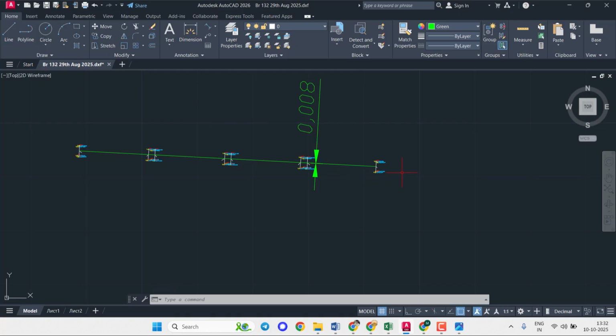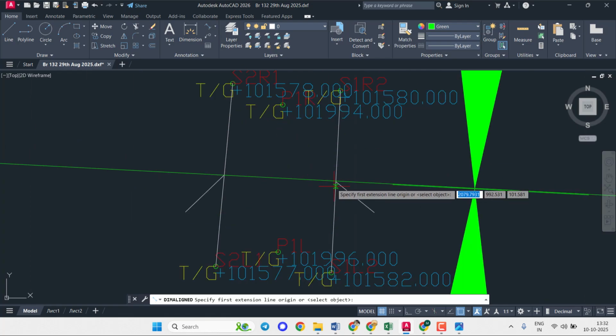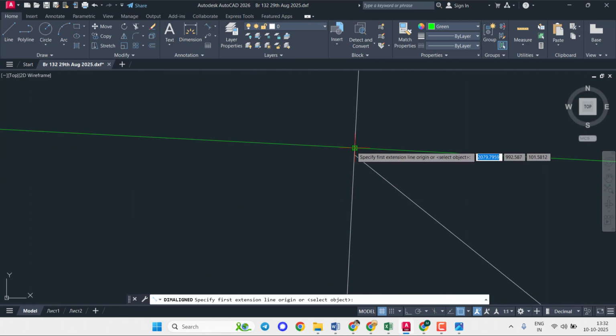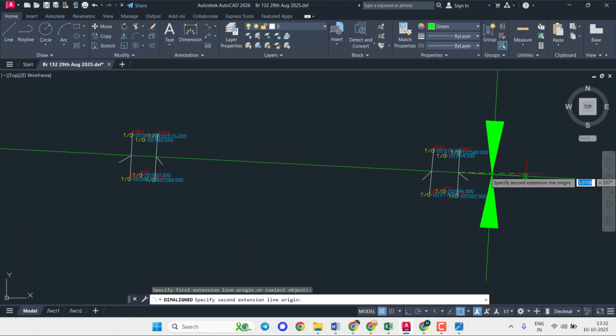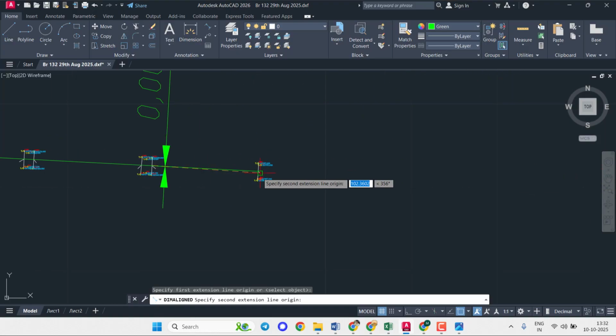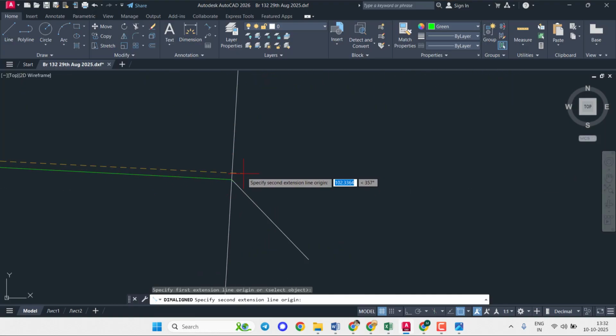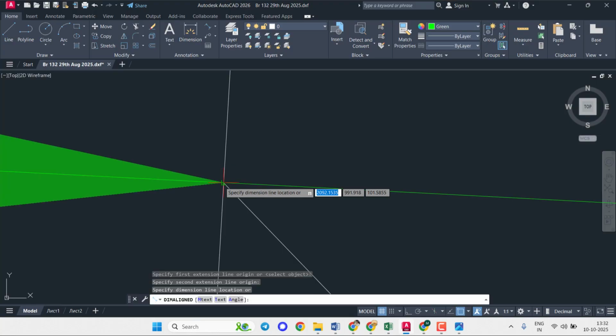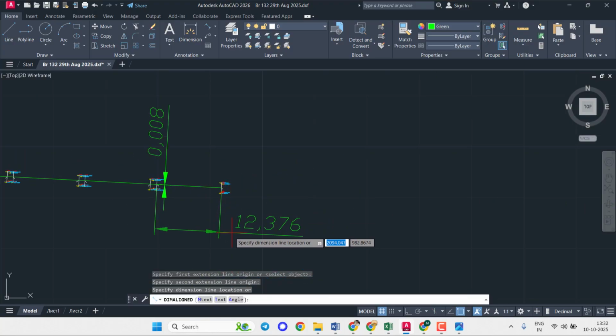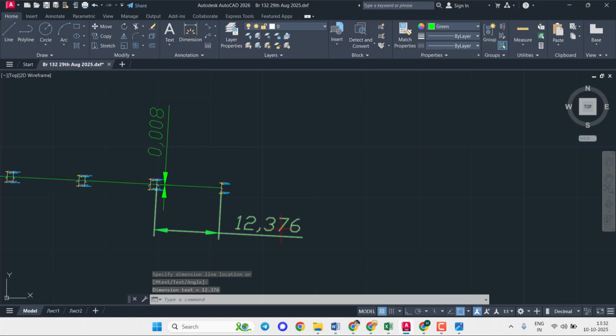Just in case you want to measure the length of the girder approximately, I mean it's not exactly end to end, but from first channel sweeper to last channel sweeper. So this is 12.3. It's coming 12.376. So actually our girder was 12 meters, and here it's coming bearing to bearing 12.2 meters.